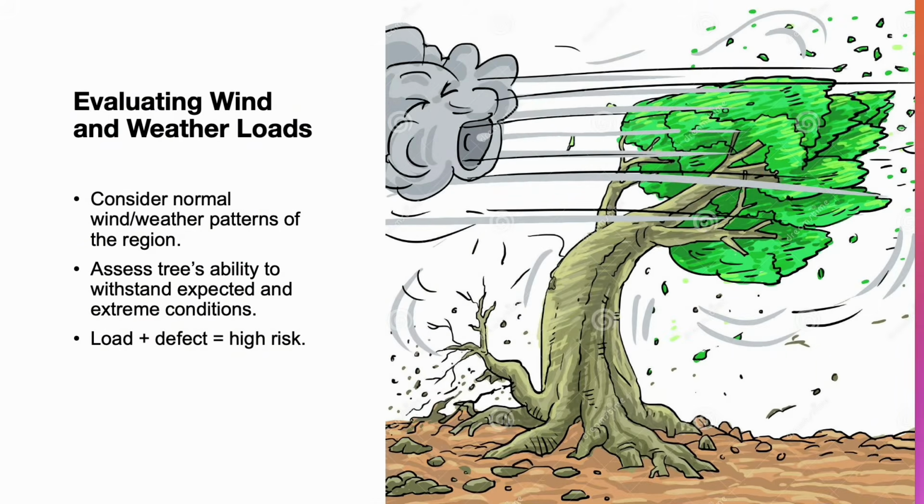And when you're assessing a tree, you've got to consider what's normal for the region. A palm in South Florida, for example, faces very different wind expectations than a spruce in the Rockies. If the combination of structural defect and the expected load is too much, risk increases dramatically. This is why evaluating both the load and the structure together is critical.